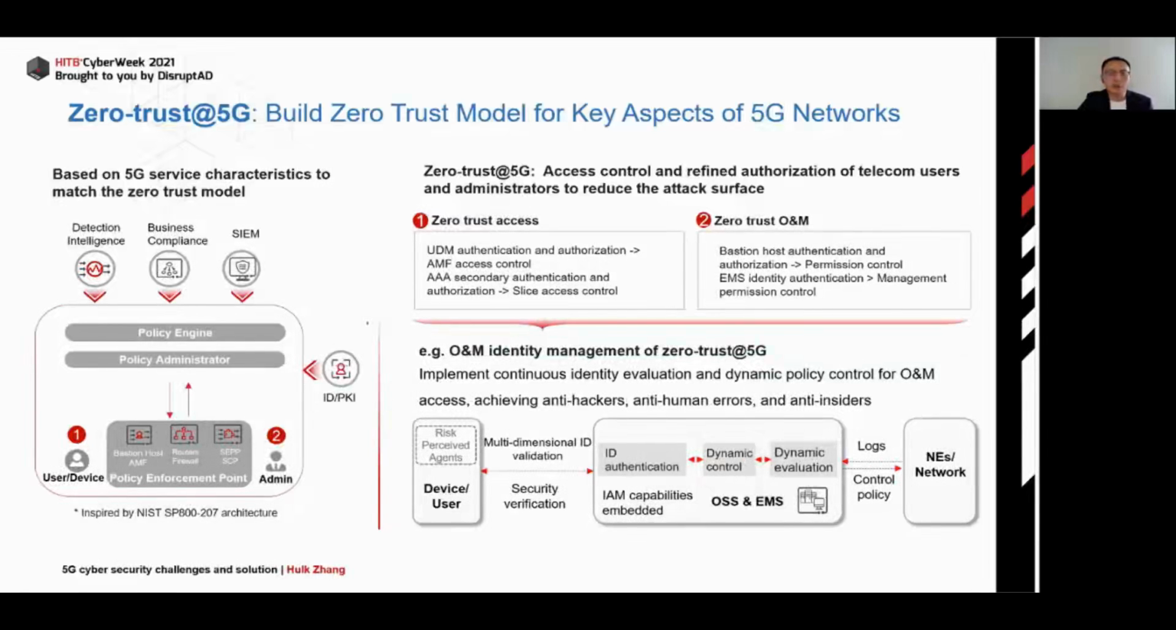Here is an example of operating and management identity management of zero trust at 5G. As you can see, the devices and users will be verified in different ways, and for the enforcement point, it involves IT authentication, dynamic control, and dynamic evaluation. And according to the logs, the control policies are enforced accordingly.